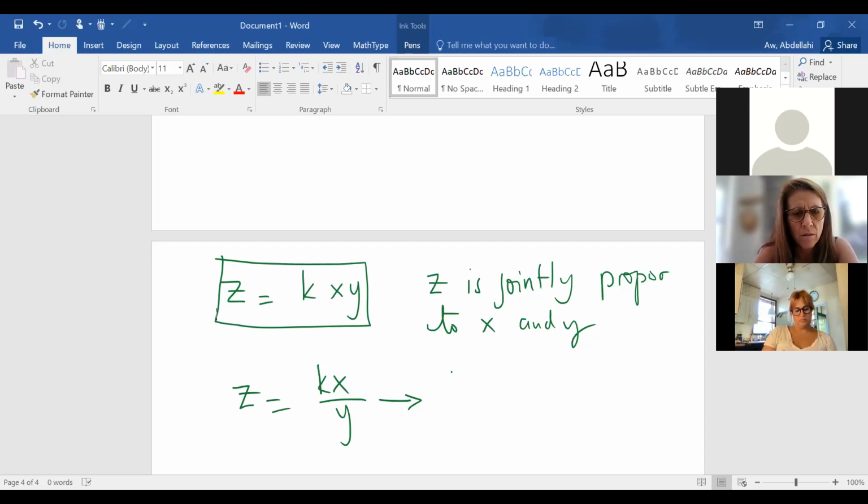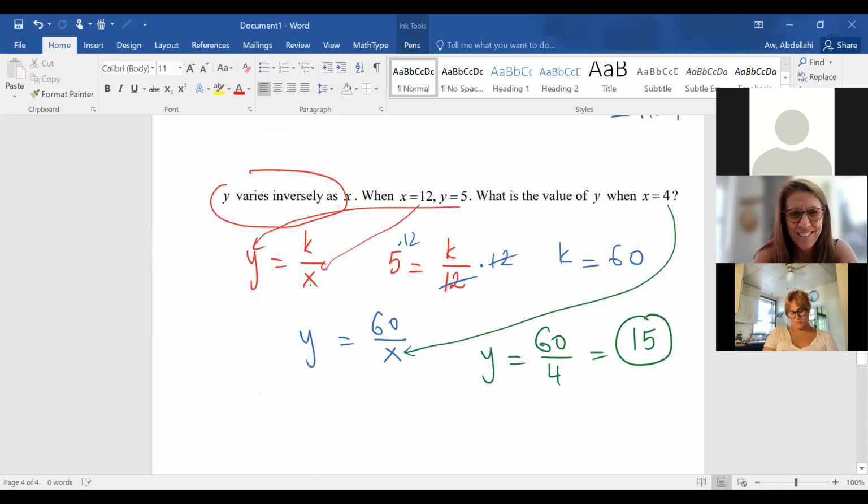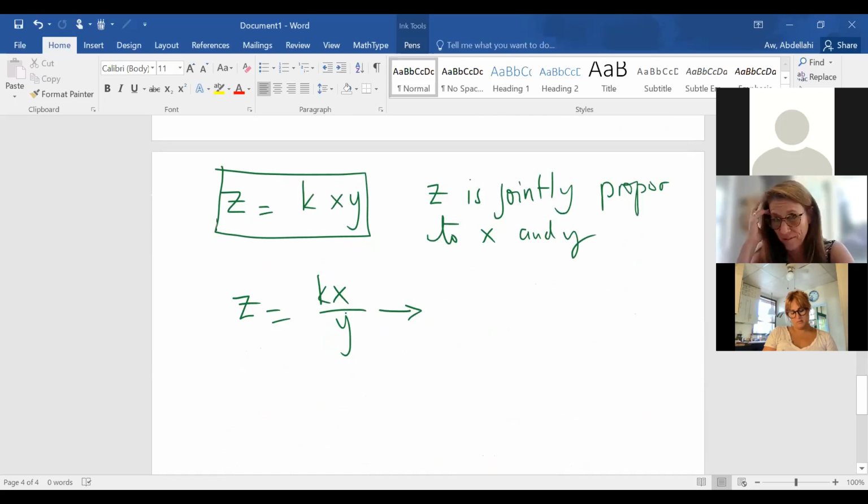Inversely proportional to what variable? Z is inversely proportional to what variable? Inverse proportionality to y, exactly. Inverse proportionality means if one is up, the other one is down, right? Z is inversely proportional to y, but it is directly proportional to what? To x, you see? Z is directly proportional to x and inversely proportional to y.